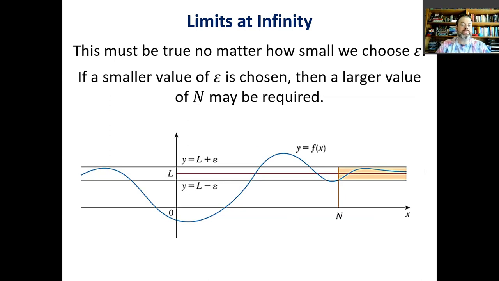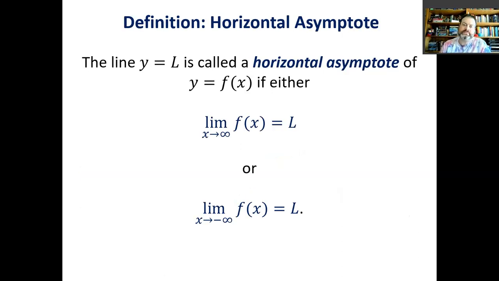Again, the algebra on most of these gets pretty ugly, so we're not going to do a lot of work with this stuff. But looking at the graph, it should be believable. And so that's how we're going to define our horizontal asymptote. So if either of these limits exists, and it's some number, then there's a horizontal asymptote of the function at y equals that number.